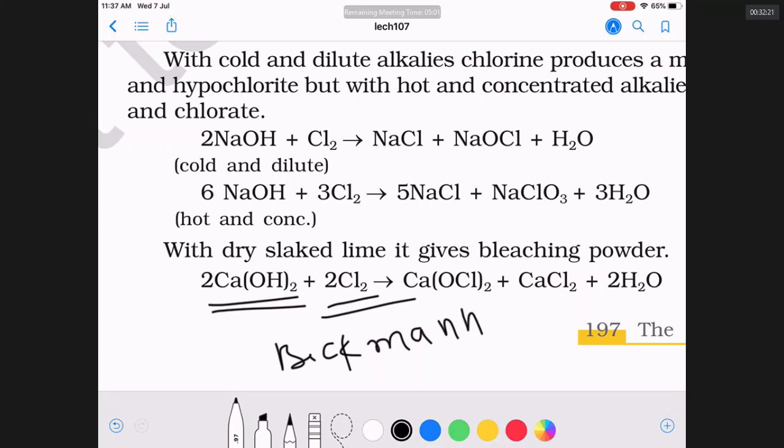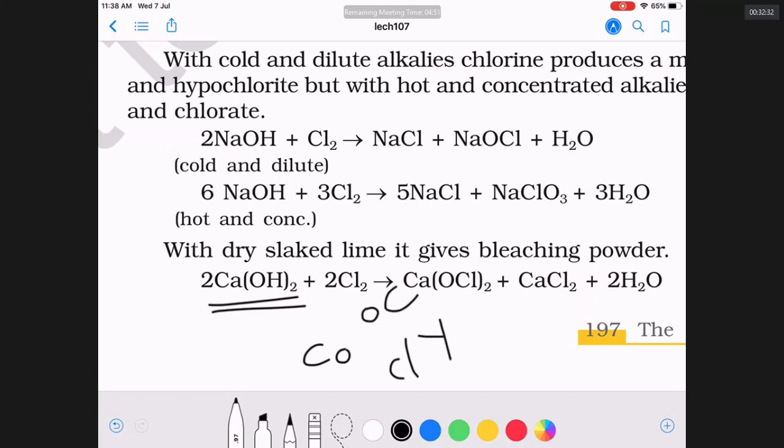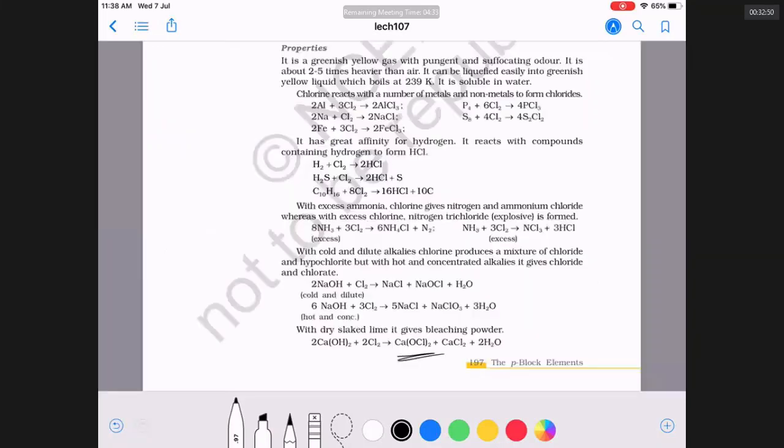In bleaching powder, one point is very clear. One Cl is in -1 state, and one Cl is in +1 state. Bleaching powder is calcium chlorohypochlorite, CaOCl2. It is wrongly presented in this book. Okay, sir? So, what is bleaching powder? Calcium chlorohypochlorite. Okay, sir. Let us look at the next ideas.